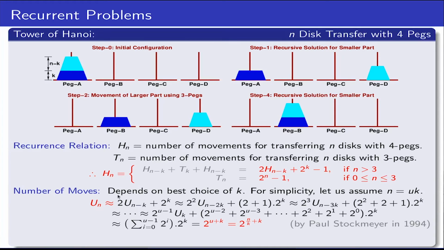So let's say, though it will depend on the best choice of k, we will try to see whether the approximate answer gives some best value for k or not. So for simplicity, let us assume n equals u into k, so n is a multiple of k. So Hun is 2 Hu minus 1 k, this is the recurrence formula, plus 2 to the power k minus 1. So it is approximately equal to 2 to the power k; the minus 1, for larger n, I can just remove by approximating the solution.